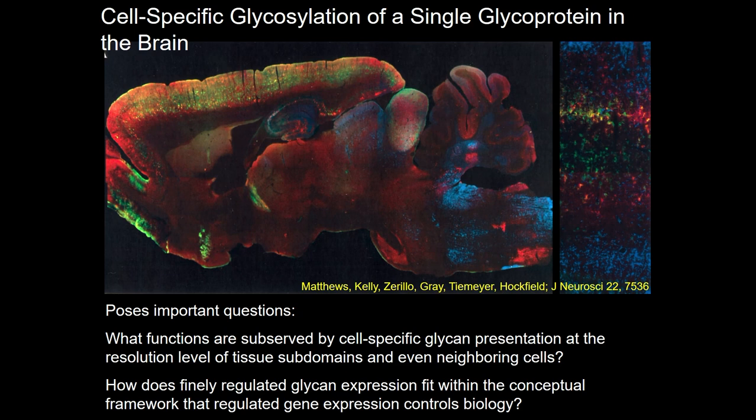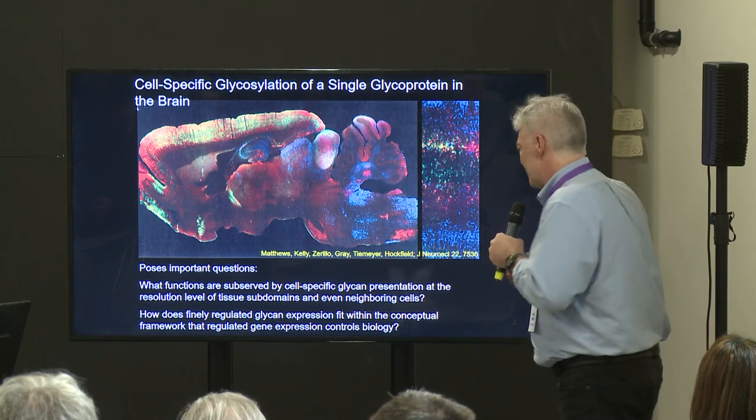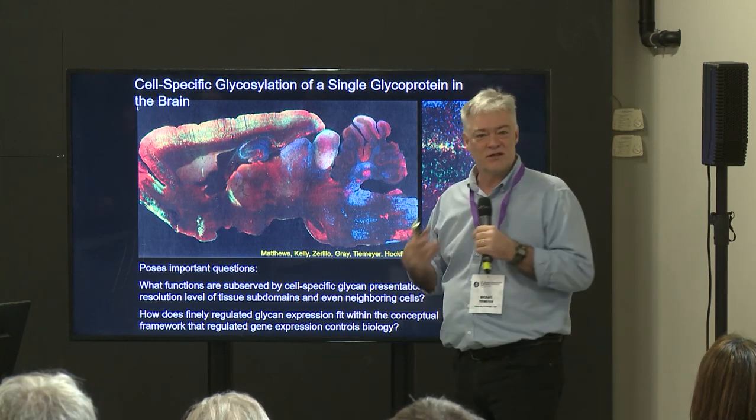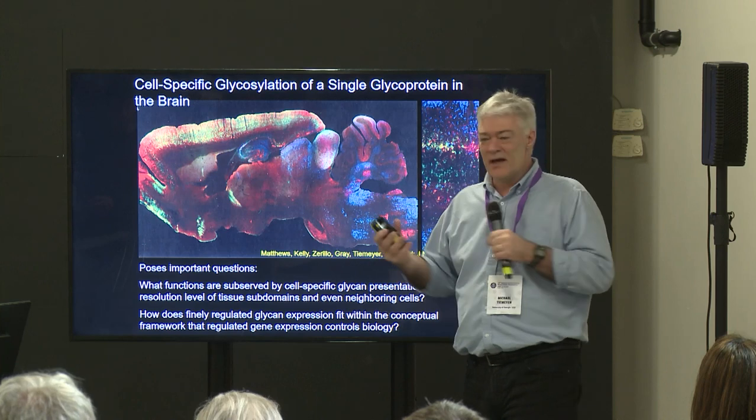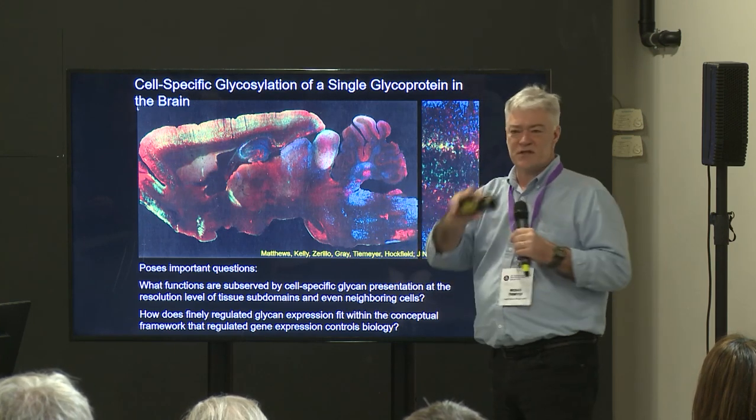level of neighboring cells? And also, how does this finely regulated glycan expression fit within our contextual framework of biology, of how gene expression controls our biology? How does this level of regulation and of cellular specificity fit into that?